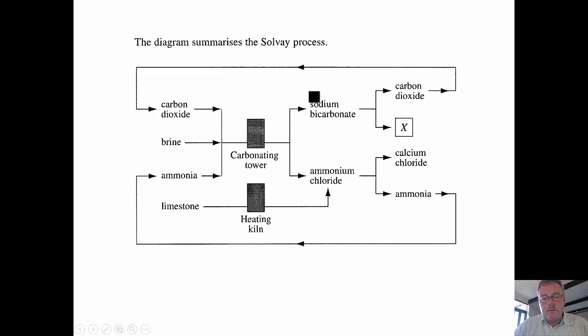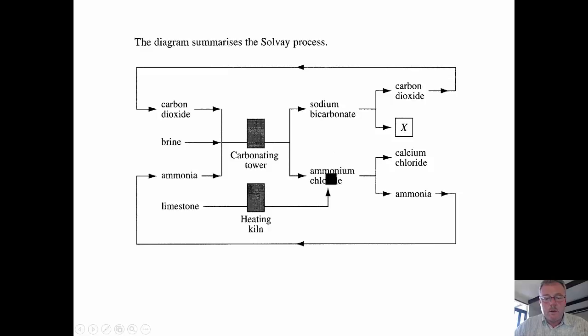These are separated by filtration, and as the mixture is cooled, this one here becomes less soluble than this one, and it becomes filterable through a vacuum filtration system. It's then heated to produce carbon dioxide, water, which isn't on this diagram, and our sodium carbonate, the whole aim of the Solvay process.